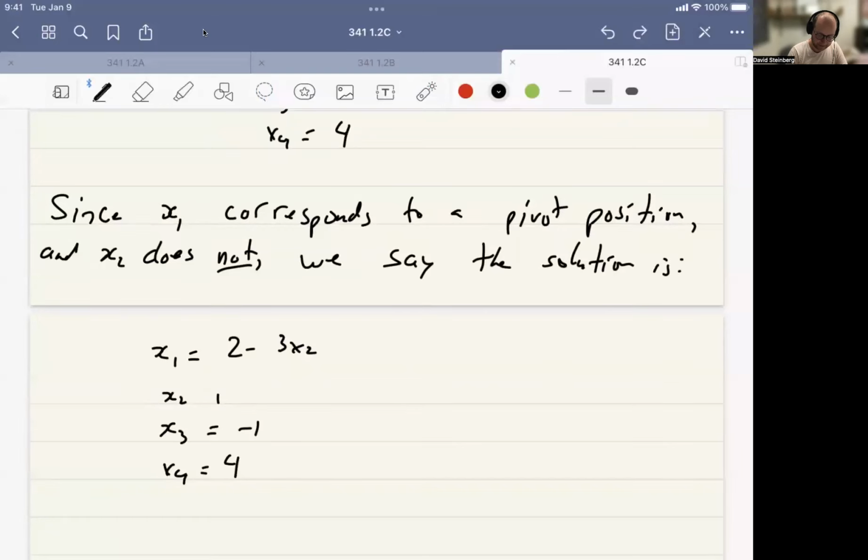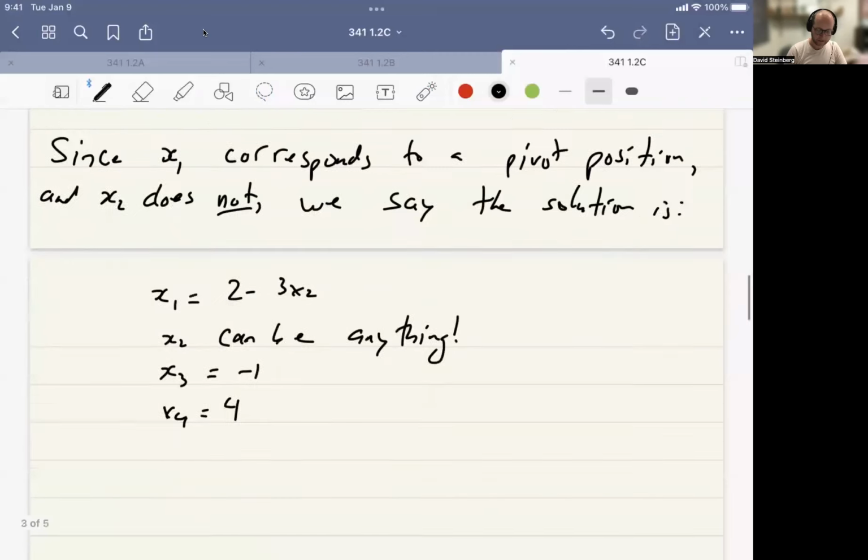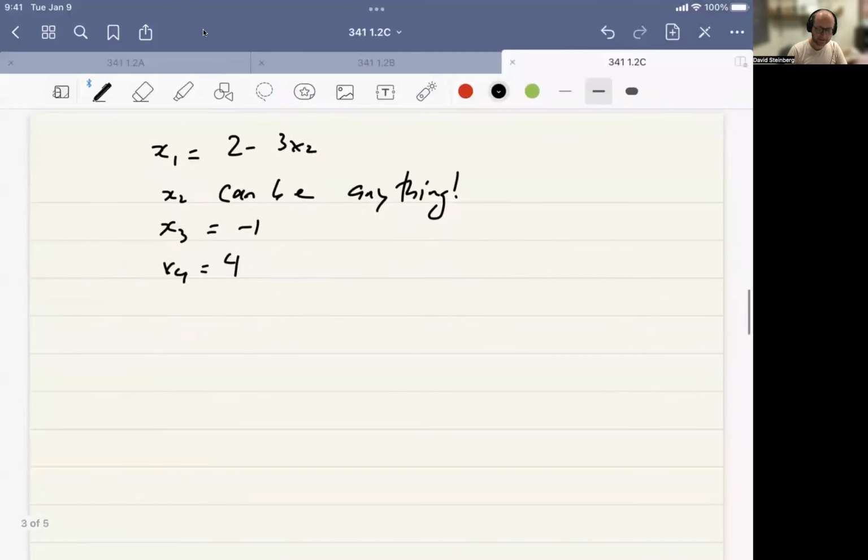Or x3 can be anything. Be anything. Okay, and in this case, the correct nomenclature, instead of just saying x2 could be anything, is that x2 is a free variable. So maybe let's cross this out, just say x2 is free.